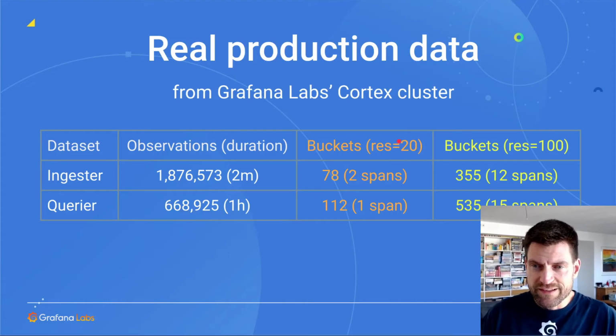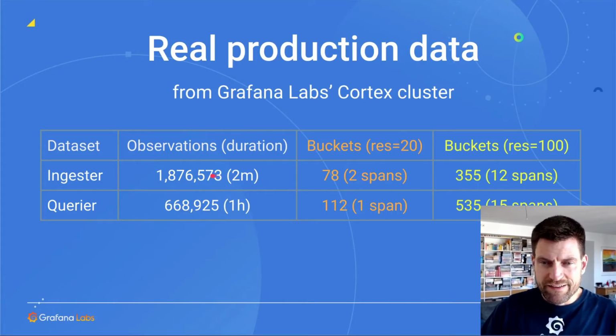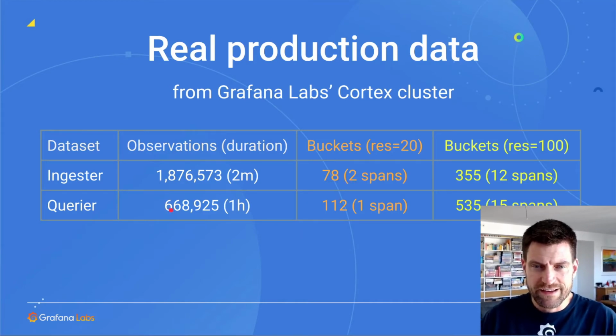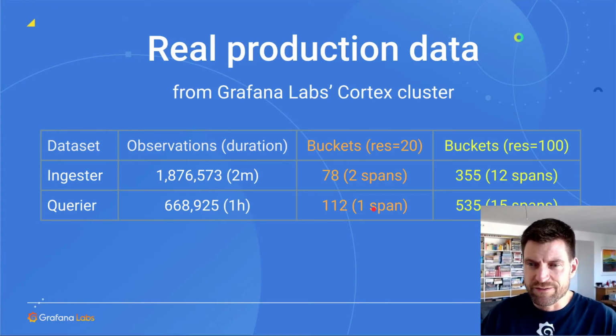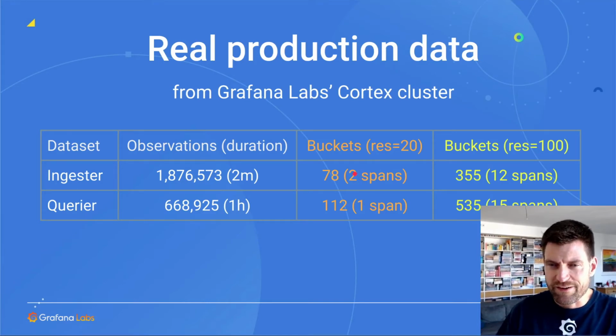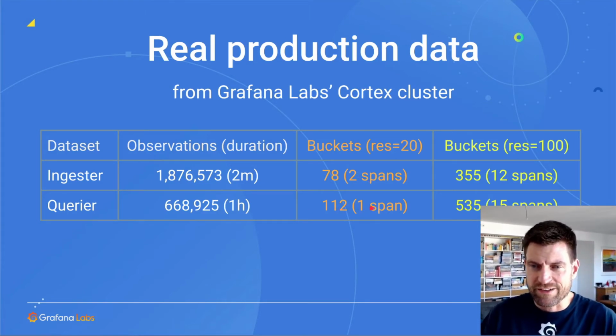So resolution 20 buckets per power of 10. In fact, with this ginormous histogram, only 78 buckets were populated. With fewer observations but a higher entropy distribution, 112 buckets were populated, a bit more. The span here means how many continuous spans of buckets there are. So this means there are 2 groups of buckets, and there is at least an empty bucket in between. And here all the 112 buckets are actually in a row, right? There's no empty bucket in between.